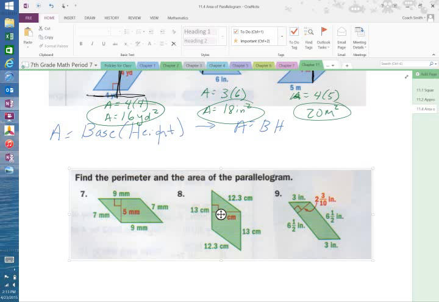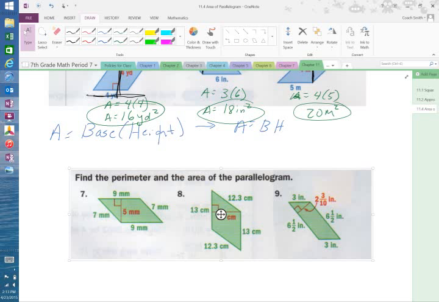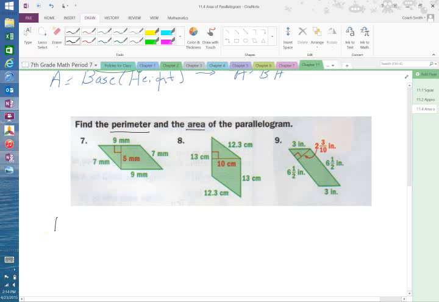All right, this one here is a little bit different because in this problem, they ask us to not only do the area, but also the perimeter. Okay, they want the area and the perimeter. Well, the perimeter of a parallelogram is equal to the sum of all the sides. Sum means what? To add. So sum means to add the length of all the sides.